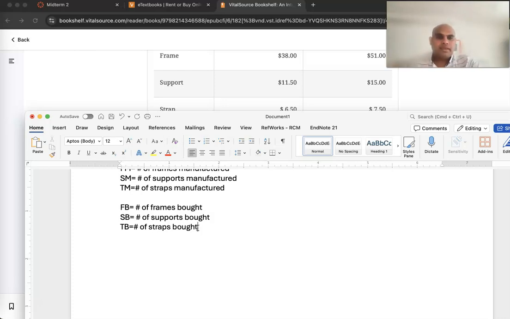How much do we make? And how much do we buy, right? Now, given the demand constraint, before that, let's set up the objective function. The objective function is to minimize cost.